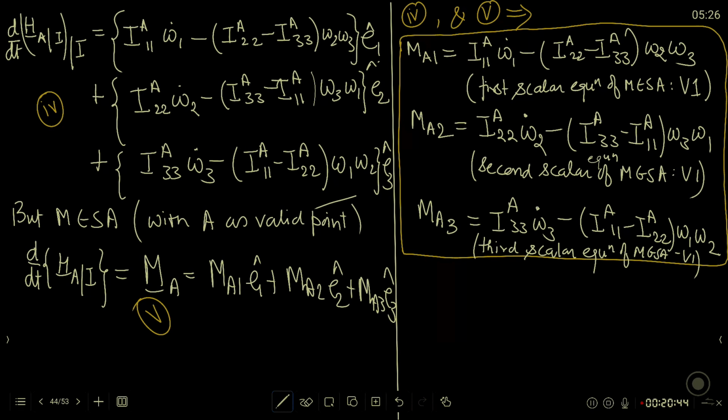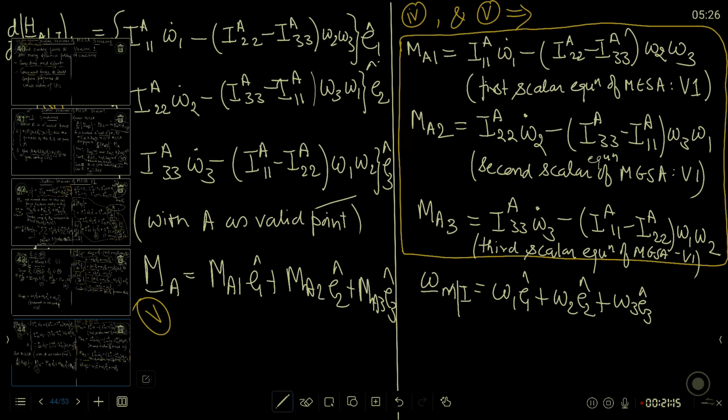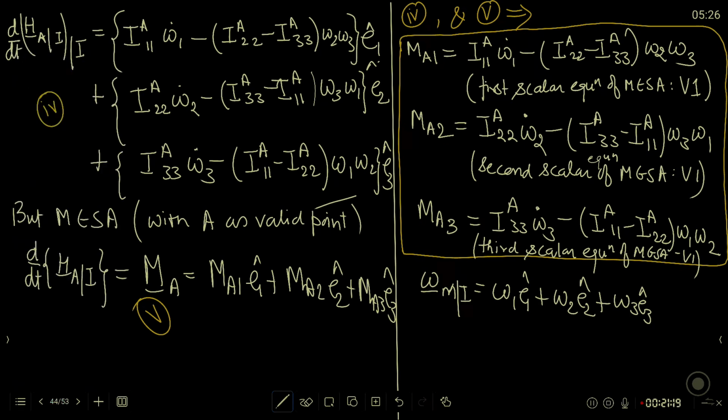Now here omega 1, omega 2 and omega 3 are of course the 3 scalar components of the angular velocity vector of the body with respect to I. Recall that omega 1 dot I defined as this, and omega 2 dot was defined as this, and omega 3 dot was a symbol substituting d dt of omega 3.